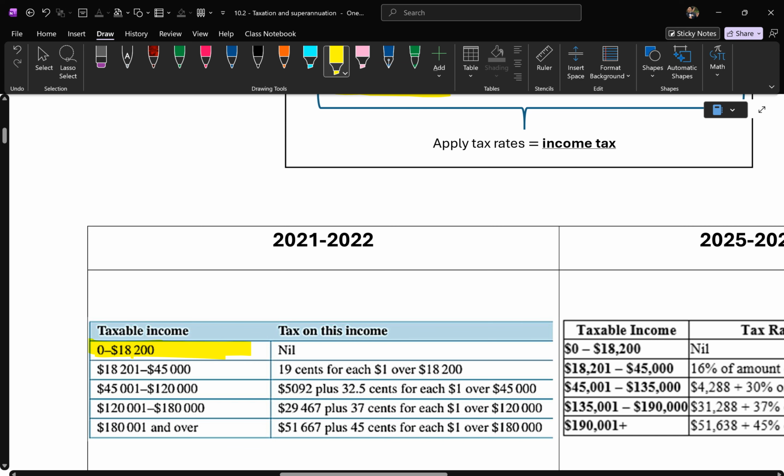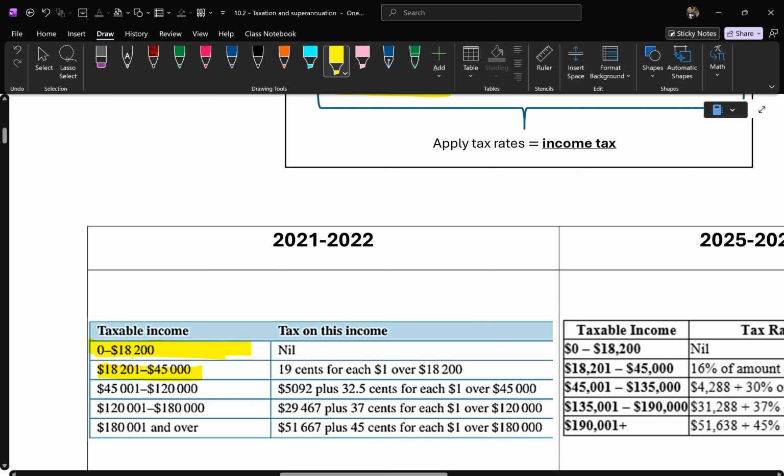That first bracket, 0 to 18,200 of your money does not get taxed. The next bracket is from $18,200 to $45,000. This is a very simplified table, but this is a way for you to calculate. They'll say 19 cents for every dollar over that. So if you earn $2 over 18,201, then it'll take 19 cents times 2.